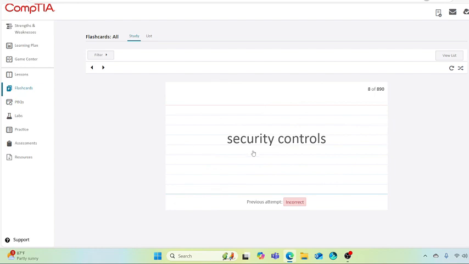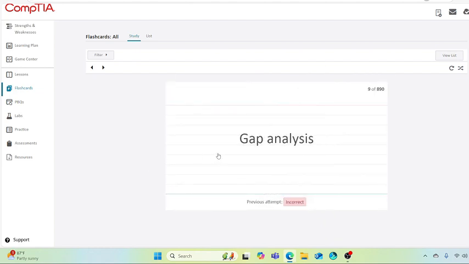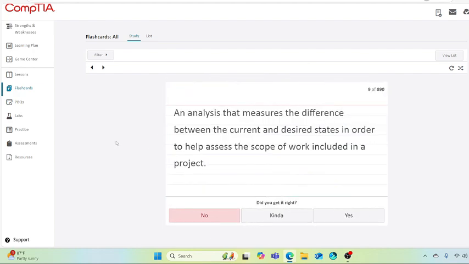Security controls. A technology or procedure put in place to mitigate vulnerabilities and risk and to ensure the confidentiality, integrity, and availability of information. Gap analysis. An analysis that measures the difference between the current and desired states in order to help assess the scope of work included in a project.